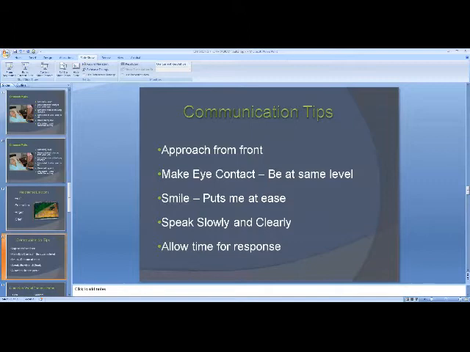I need to get back to this again. I don't know why this isn't working. Okay.